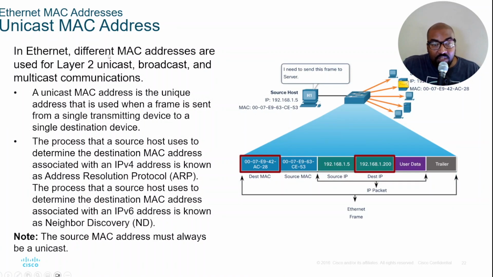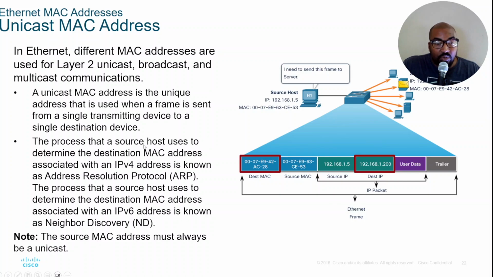In Ethernet, different MAC addresses are used for layer 2 unicast, broadcast, and multicast communication. As we talked about in earlier videos, unicast is me and you, one person. Broadcast is, hello everybody, can everybody hear me? Multicast is only talking to a few. A unicast MAC address is the unique address that is used when a frame is sent from a single transmitting device to a single destination device.